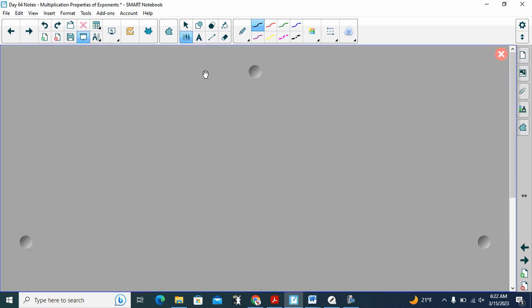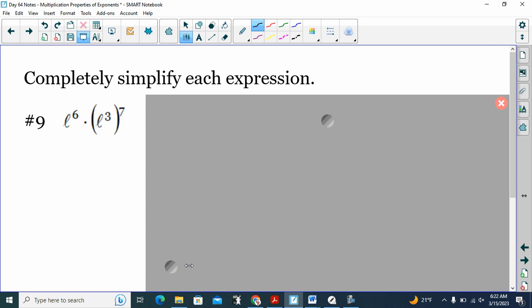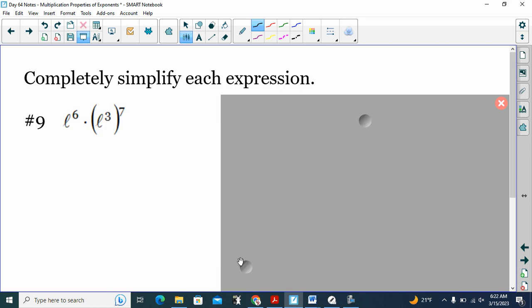These are our last two, numbers 9 and 10. L to the 6th times L cubed all to the 7th. I would recognize that right here I have power of a power. Power of a power, what do we do with the exponents? We multiply them. 3 times 7 is 21. And this part I copy down. And then when I multiply, I add the exponents. 6 and 21 make 27.